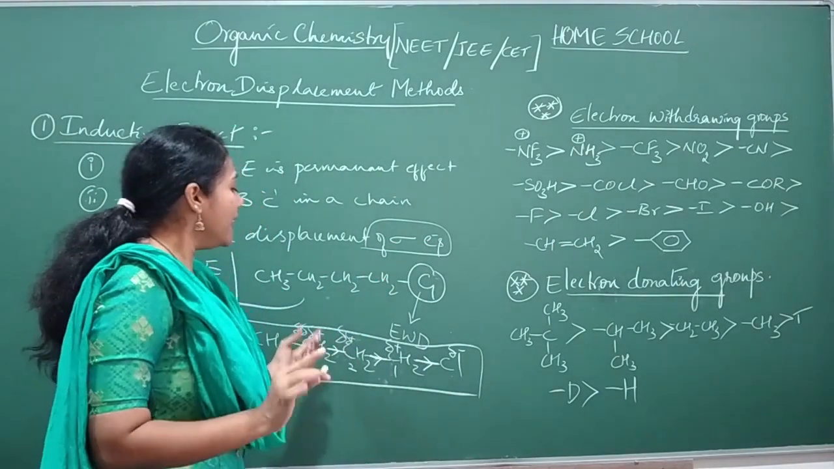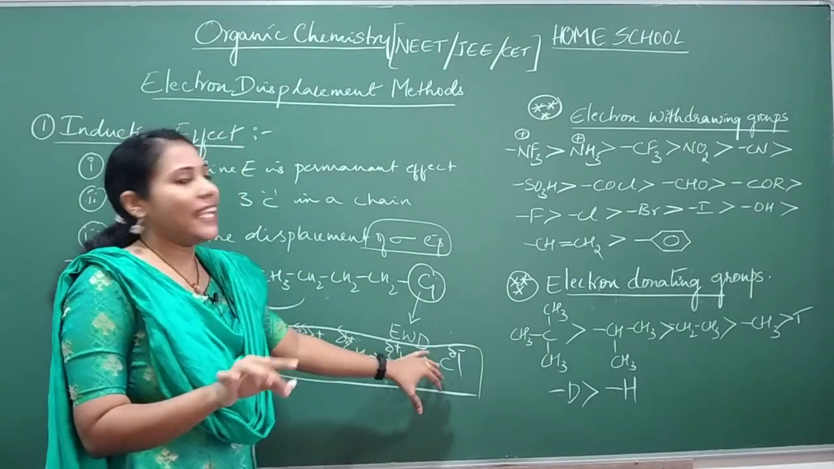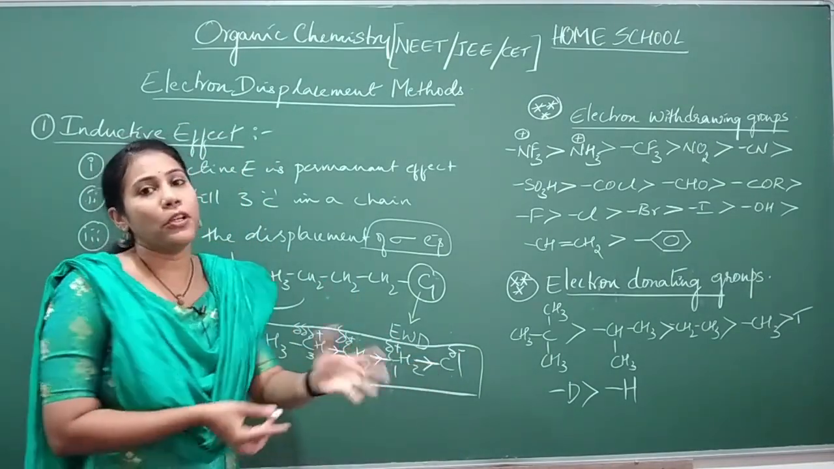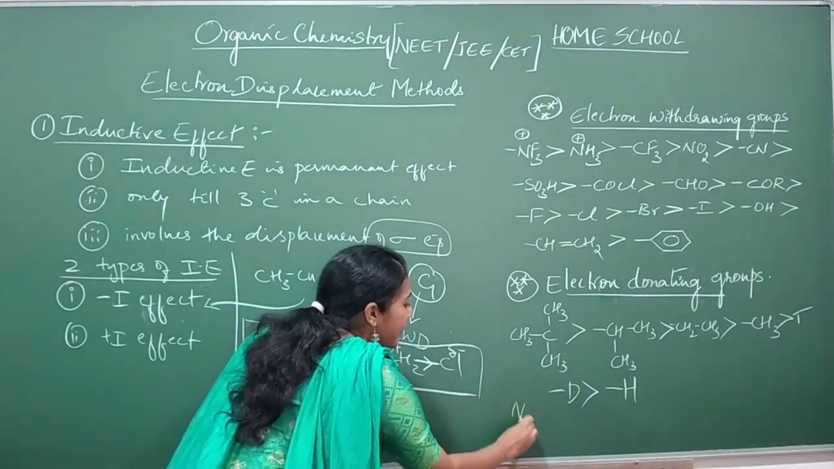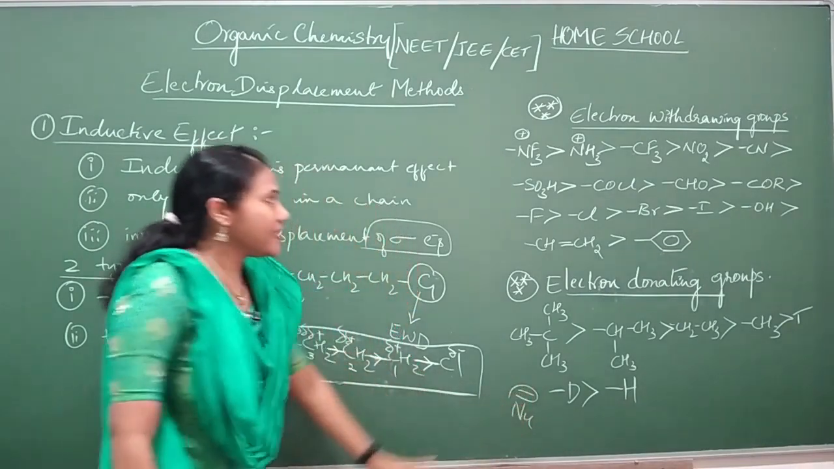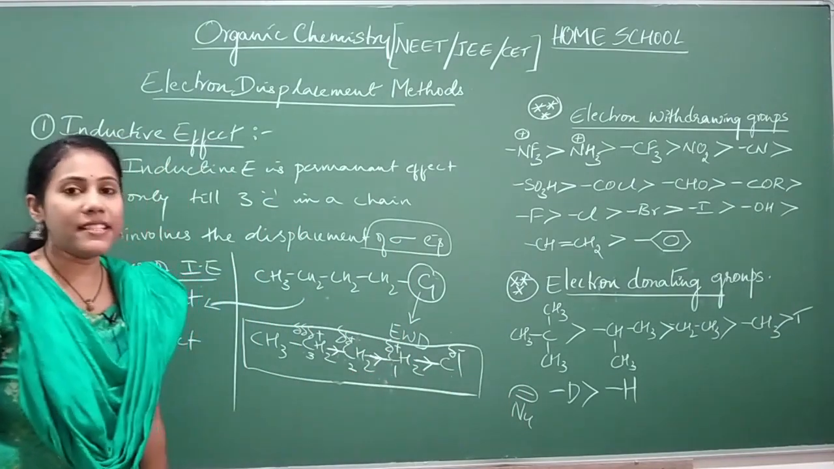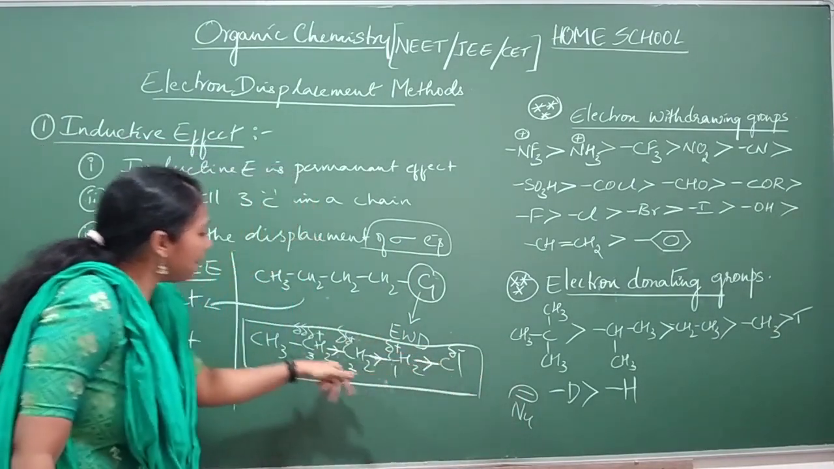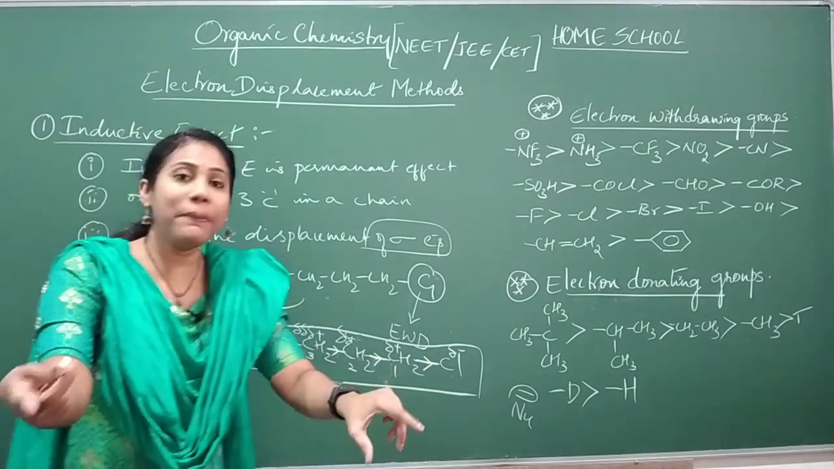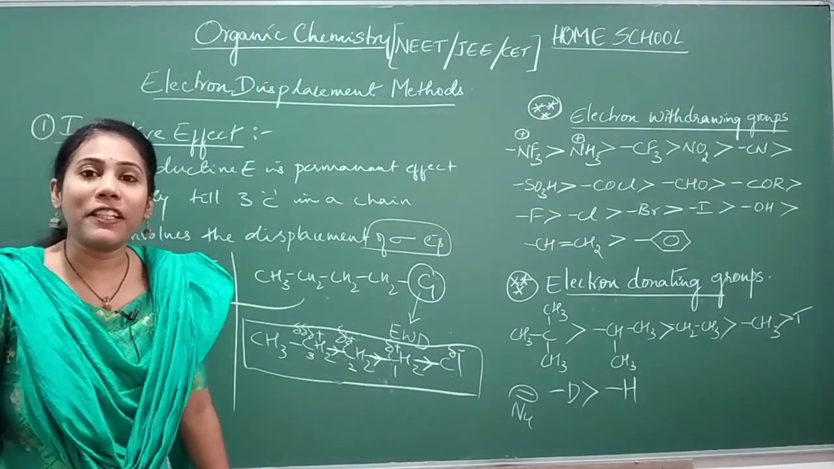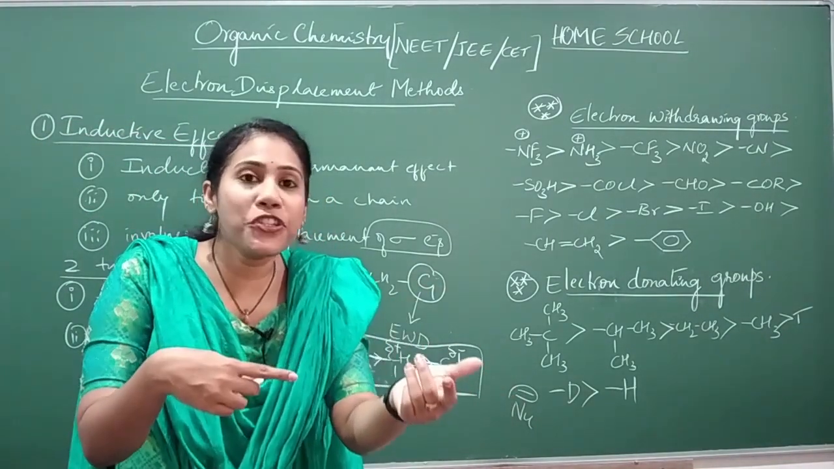Now I will tell you how this is useful to predict what type of reactions a particular molecule can undergo. Imagine you have a negative reagent as the attacking substance. To which carbons it will go and attack can be predicted using this inductive effect. So this is a negative species, it can only go and attack the positive one, no?